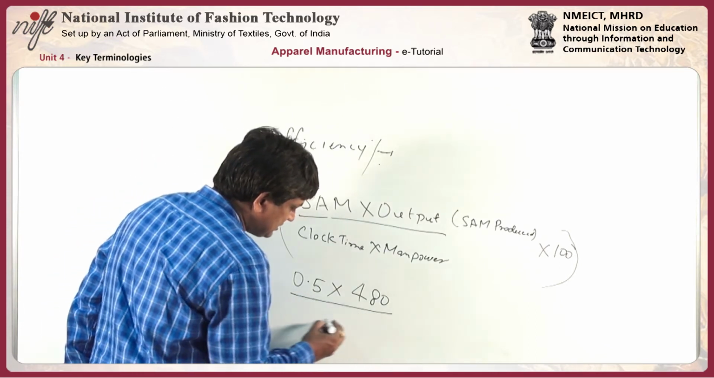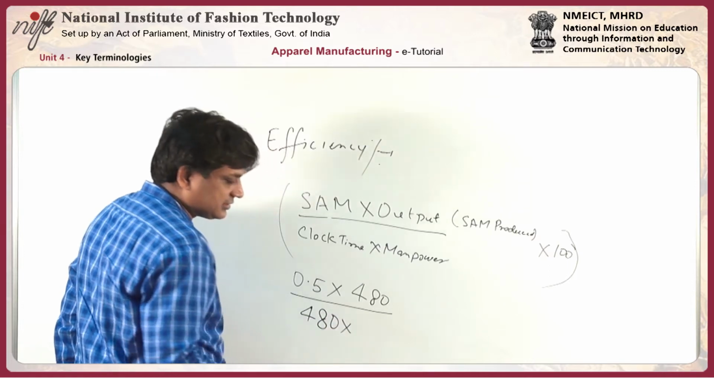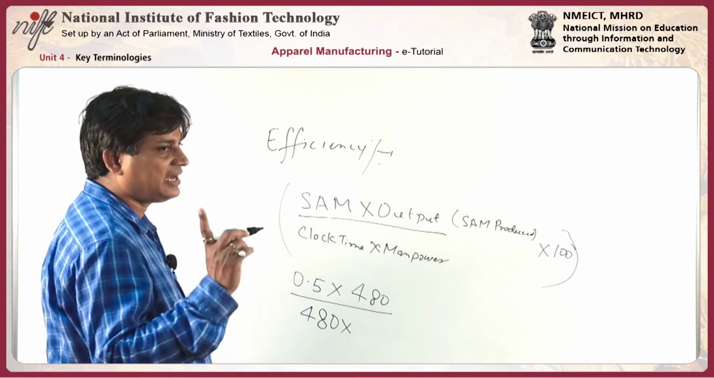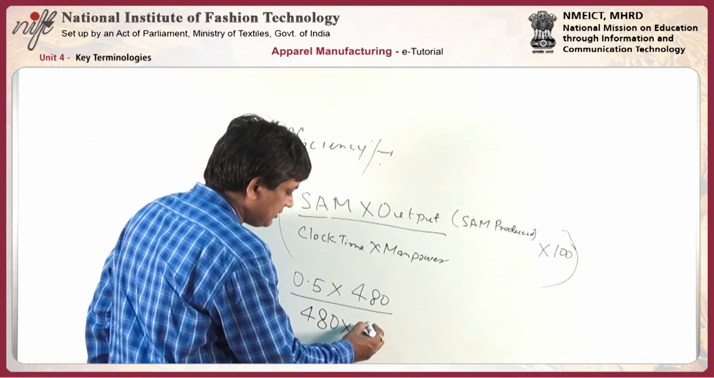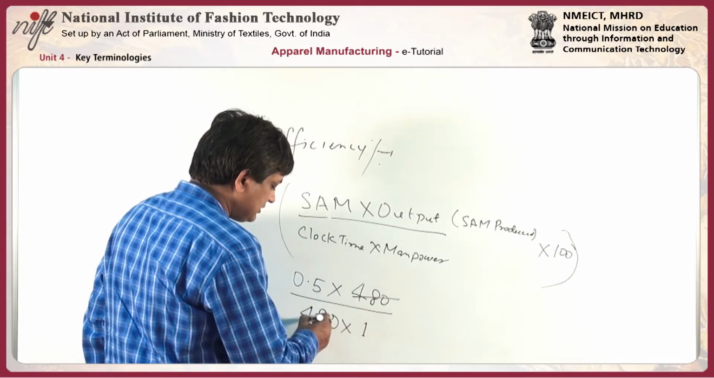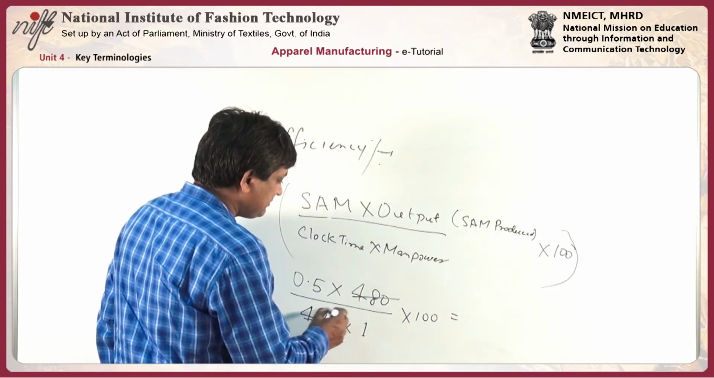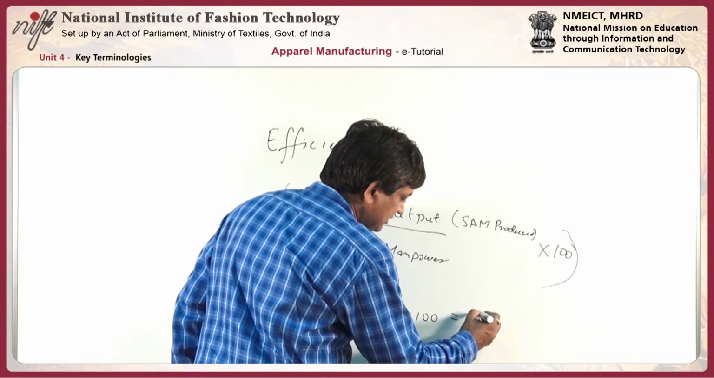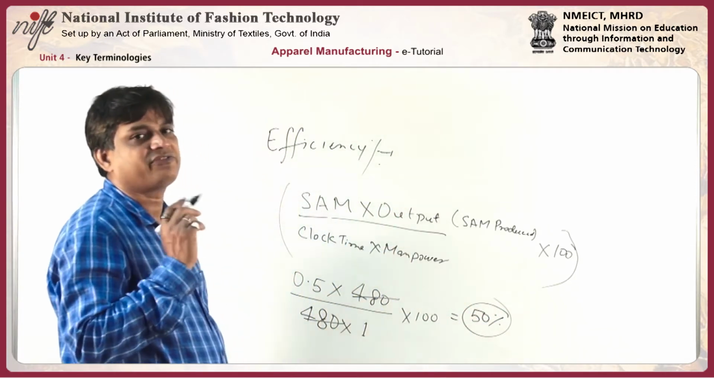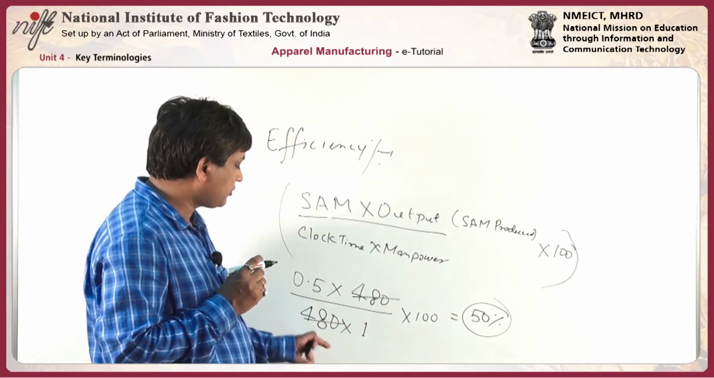And the clock time is 480 minutes. And for manpower, in that case one operator has made the garment, so 1. We multiply everything by 100. So in this case, 0.5 into 100 is 50%. So his efficiency is 50% in this formula, where we talk about the clock time.